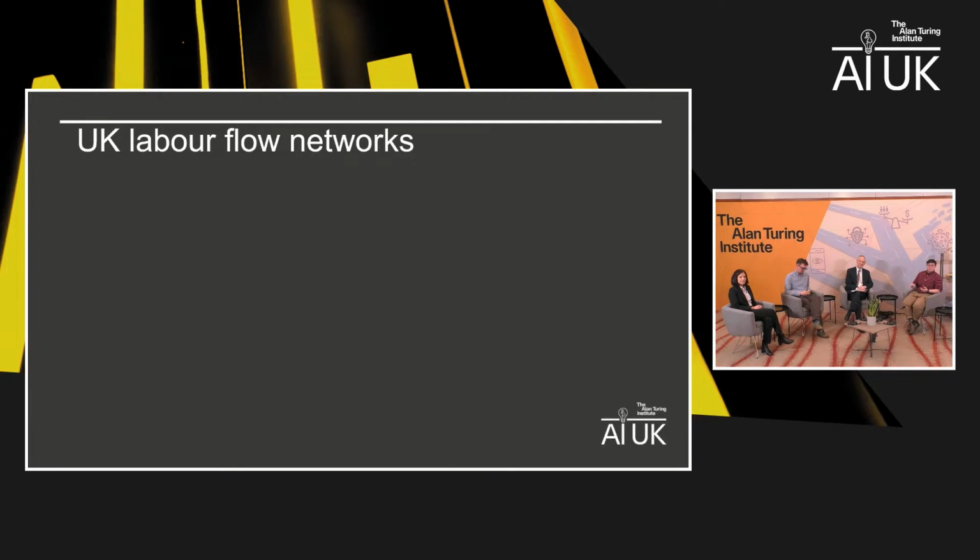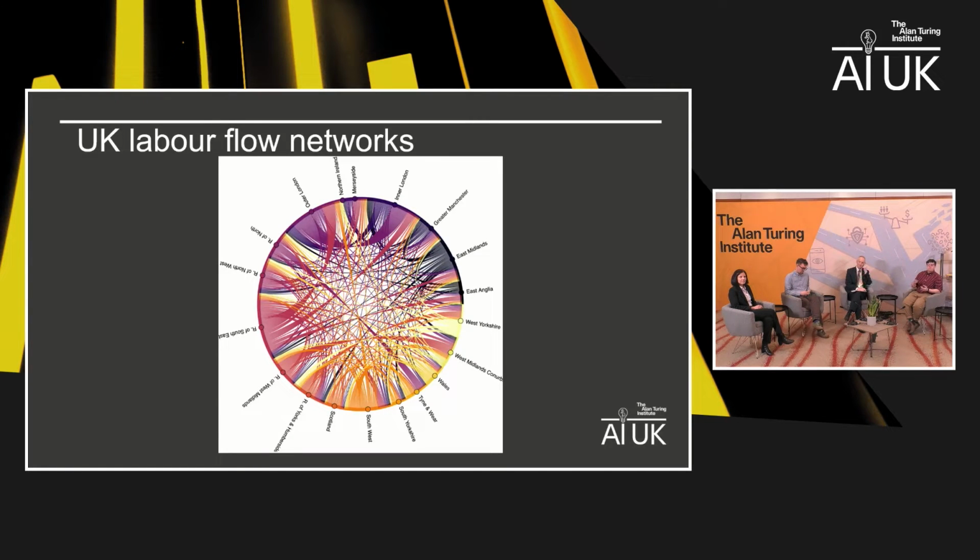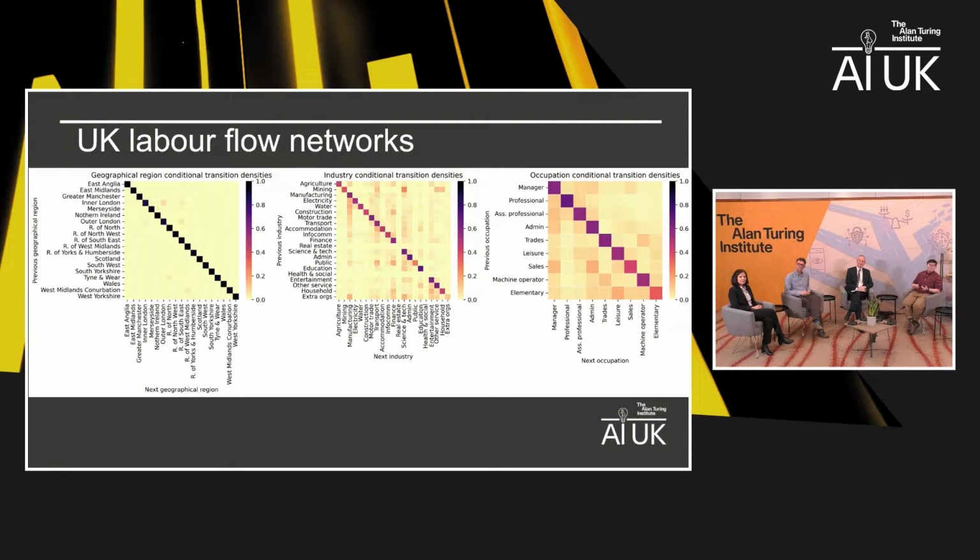So when we talk about these labor flow networks, we mean something that looks like this. This is an intuitive place for us to start with geographical flows, the idea that people, when they switch jobs, potentially relocate physically. But we can also see job switches that are occurring between different industries or between different occupations. And what we're seeing in these figures here is conditional transition densities. Essentially, a darker color means this is a flow that we're more likely to see in the historical data, whereas the lighter colors will be ones that we're less likely to see.